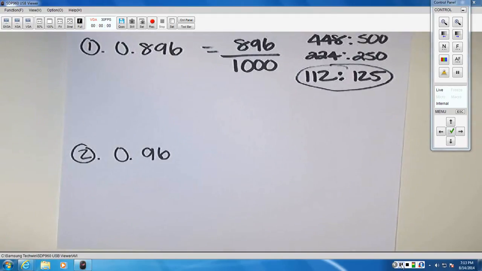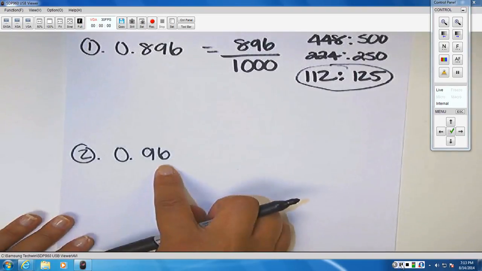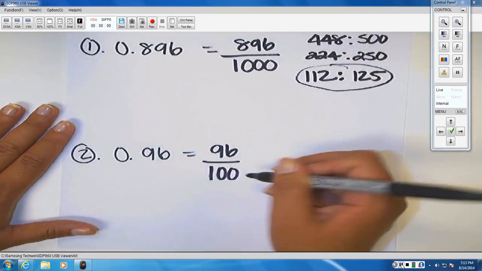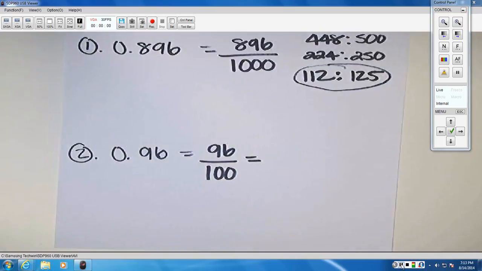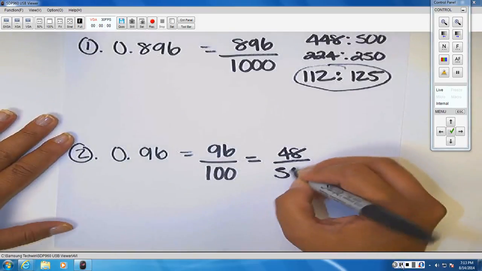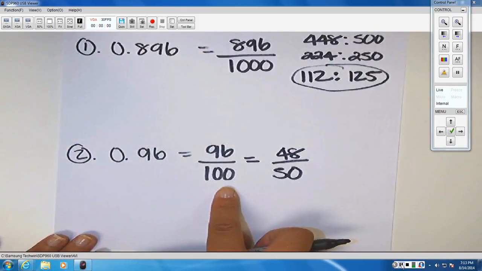Number 2, we've got 0.96 or 96 100ths. So we're going to take that and turn it into a fraction. And I'm in the hundredths place here. So I'm just going to take 96 and put that over 100. And I know that I can reduce this. Really simply, I know that 2 will go into both of them. 96 divided by 2 equals 48. This time we'll leave it like this. And I know that 2 will go into 100 50 times.